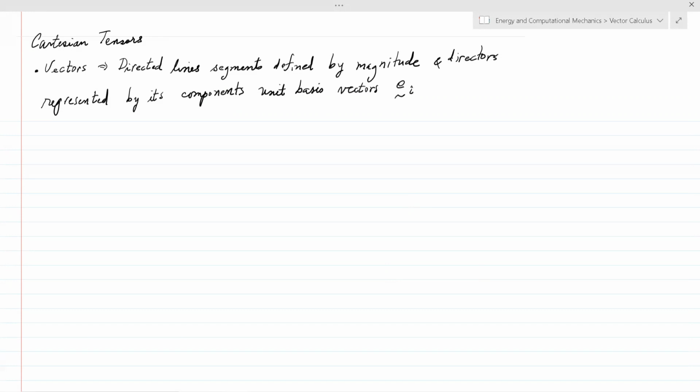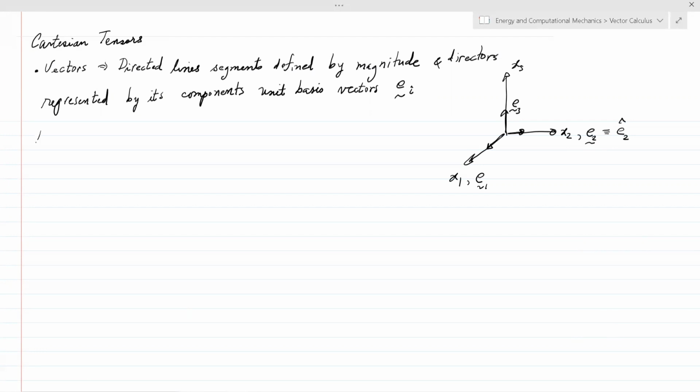E_i. So in other words, if I have a Cartesian system x1, x2, x3, then these will be the unit vectors. This will be unit vector E1, E2, and E3. Sometimes you may see a convention where E2 is more like this. It's the same thing.